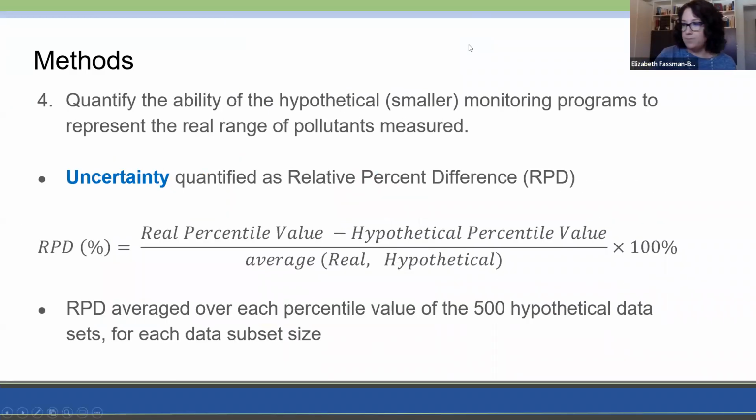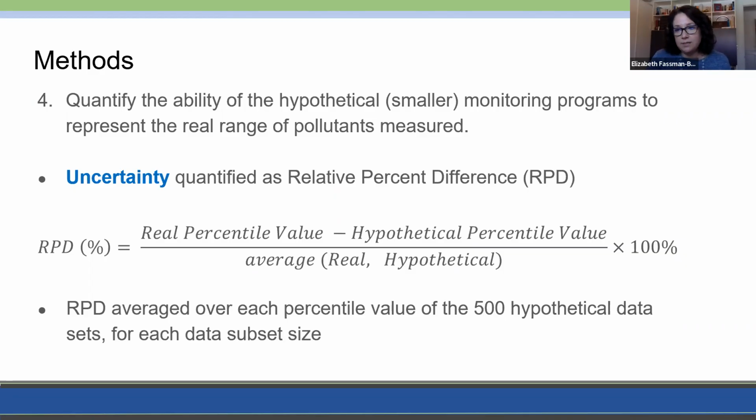So our next step then was, we want to quantify the ability of these hypothetical smaller monitoring programs to represent the real range of pollutants measured, right? That parent data set that we extracted from the International Stormwater BMP database and the NSQD.